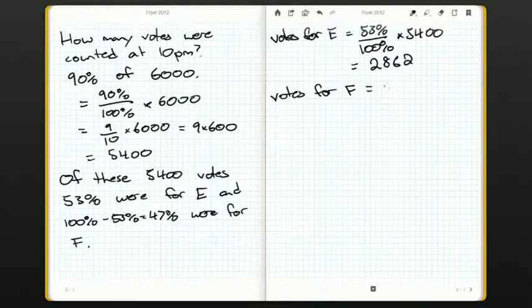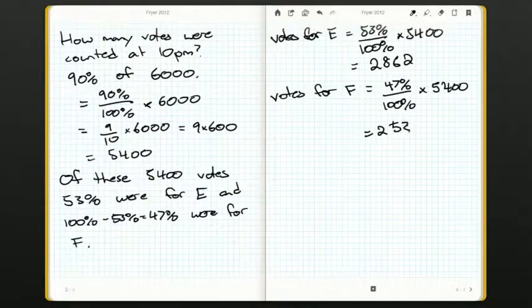How about votes for F? Well, he got 47% out of 100% of the votes counted by 10 p.m., and that gives us 2,538. Okay, and if we wanted to make sure, we could add up these two numbers and make sure that they are equal to the total of 5,400, because that's the total number of votes that needed to have been counted by that.